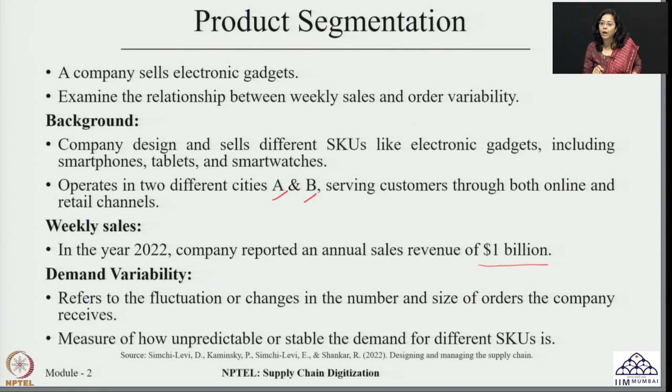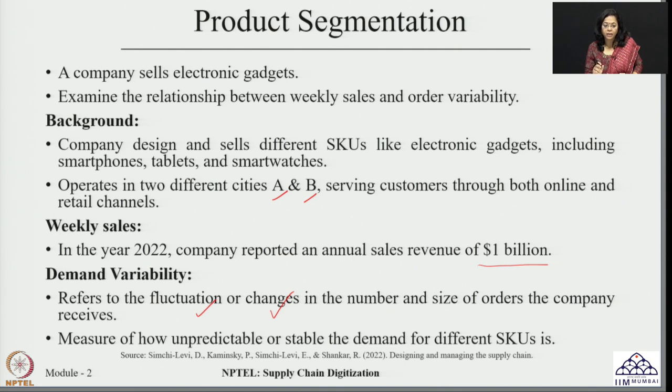Going forward, how do we capture the demand variability? We understand that demand never remains constant. There is always a possibility that demand goes up or down, or there is a small variability across the demand. So what is a better way of capturing this demand variability? Demand variability, as already discussed, is about the fluctuations that you observe in the orders, or it can also be the changes in the number and size of the orders that the company receives. So both the fluctuation as well as the change in the number and size of orders together are considered as demand variability.